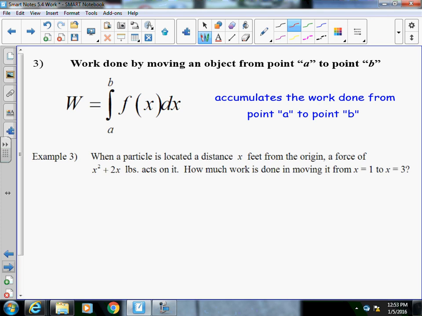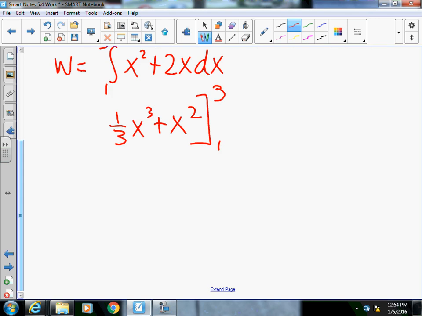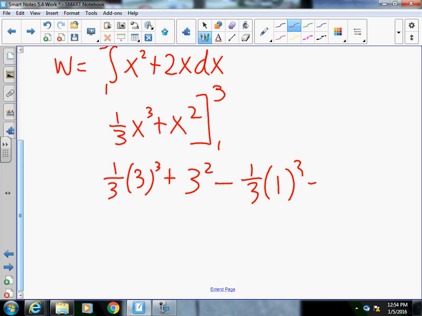So, to accumulate the work, we use the integral. So our work is going to be equal to the integral from 1 to 3 of x squared plus 2x dx. We need to anti-derive. And from 1 to 3, it's going to give us 1/3 times 3 cubed plus 3 squared minus 1/3 times 1 cubed minus 1 squared.